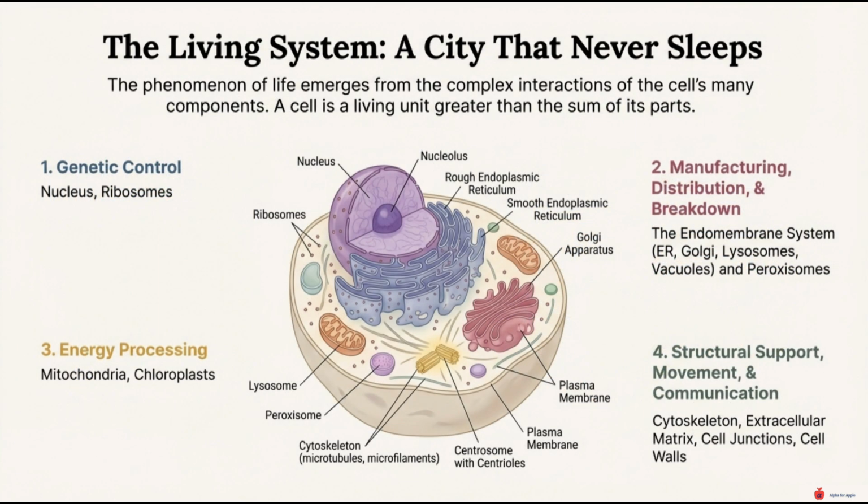So we've completed our tour of this incredible cellular city. What is the main, the core insight here? It's the synthesis. It's seeing how it all works together. We looked at 4 functional groups, really. Genetic control, manufacturing and logistics, energy processing, and then support and communication. And none of them work in isolation. Not at all. The truly amazing thing we call life emerges from the seamless, coordinated interaction of all these parts. The cell really is so much greater than the sum of its parts.